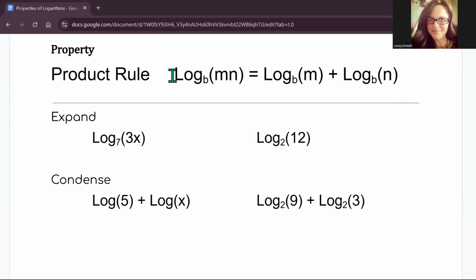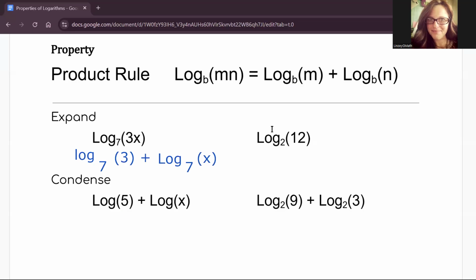The product rule. Log base b of m times n is equal to log base b of m plus log base b of n. So we're going to go both ways here, expand and condense, using the product rule. Log base 7 of 3 times x, we can expand this and we will get log base 7 of 3 plus log base 7 of x.